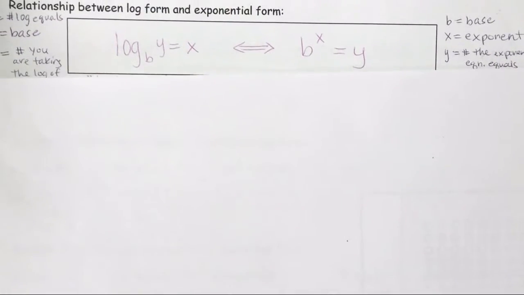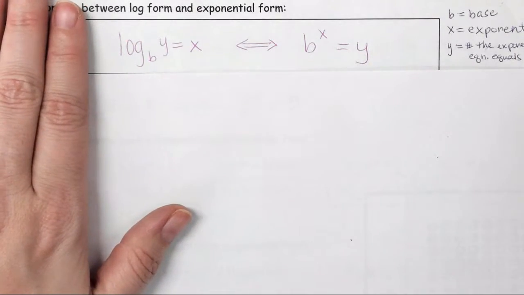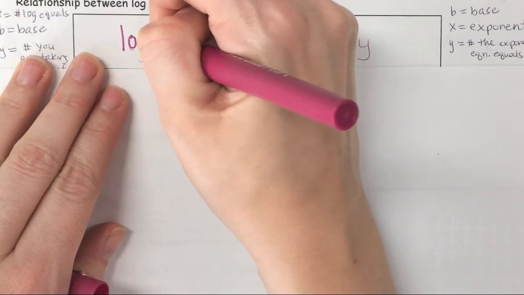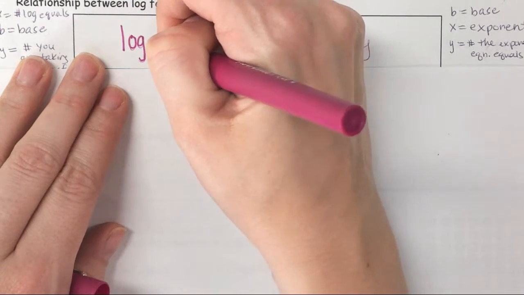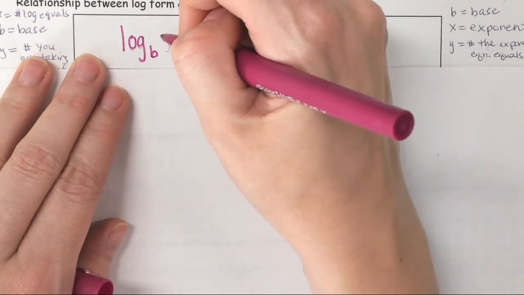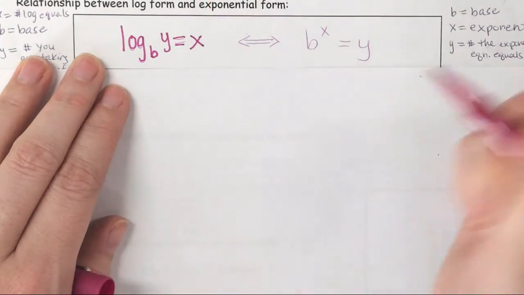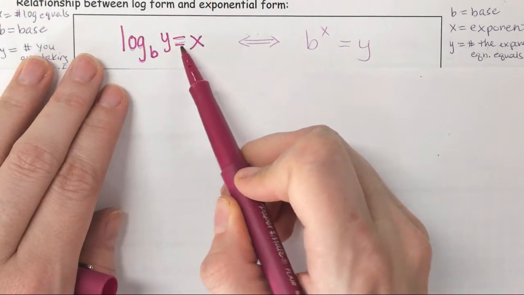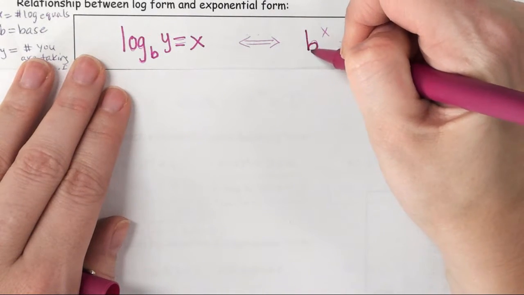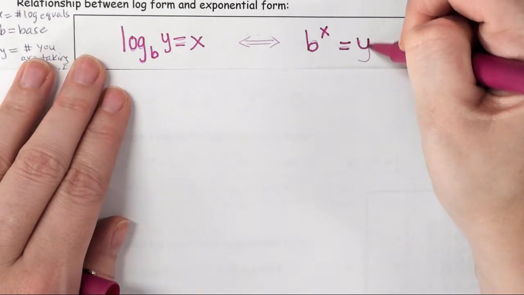So this is the relationship in this box here. I'll write it in this marker too so you can see it a little bit better. So this is the log, and listen to how I pronounce it. This is log base b of y equals x. Okay, so log base b of y equals x, and that is going to be the same thing as this equation, b to the x power equals y.